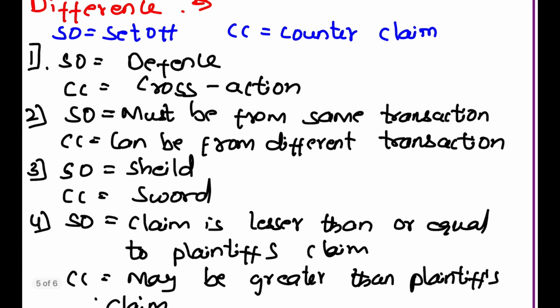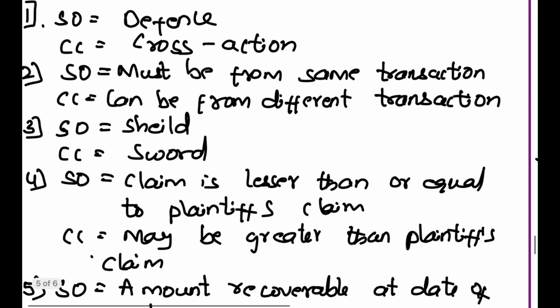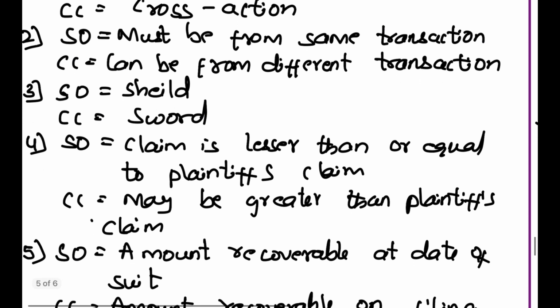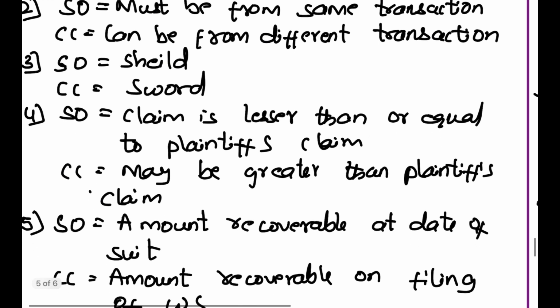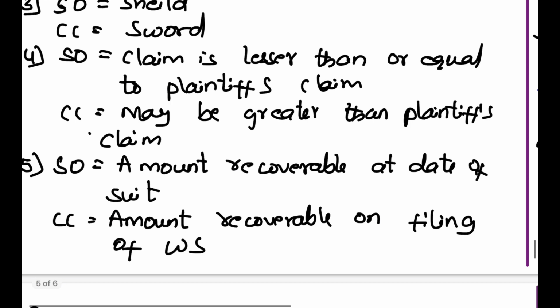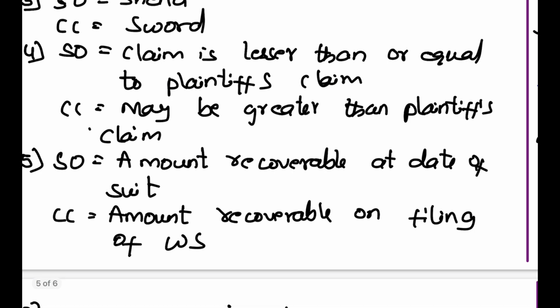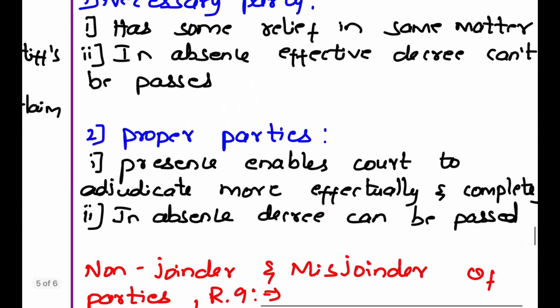Difference between set-off and counterclaim. Set-off is a defense, while a counterclaim is a cross-action. Set-off must be from the same transaction, while a counterclaim can be from different transactions. Set-off acts like a shield to the defendant, while a counterclaim acts like a sword to the defendant. Then a set-off claim is lesser than or equal to the plaintiff's claim, while a counterclaim may be greater than the plaintiff's claim. In set-off, the amount is recoverable at the date of suit, while in counterclaim, the amount is recoverable on filing of the written statement.